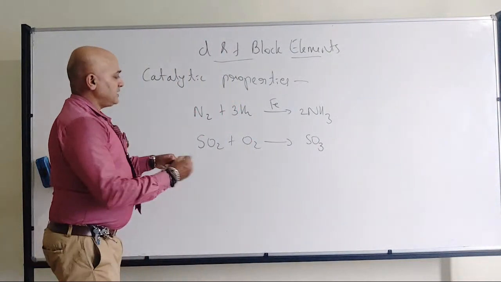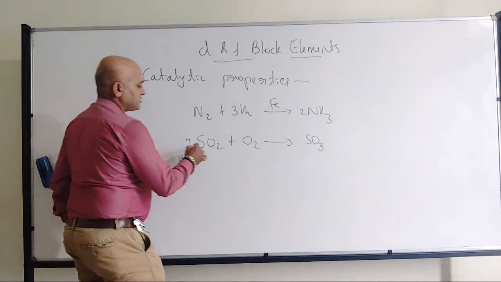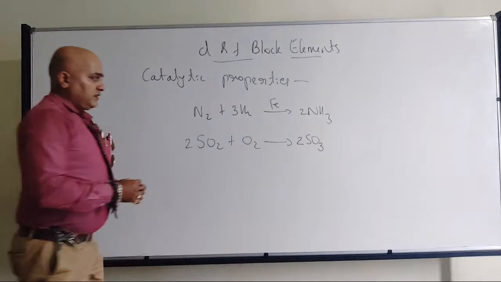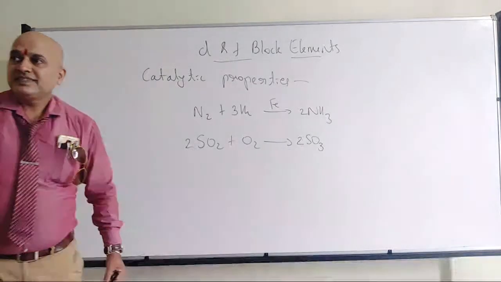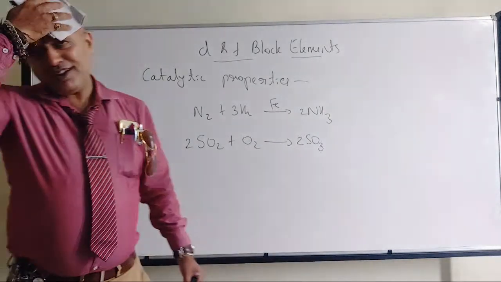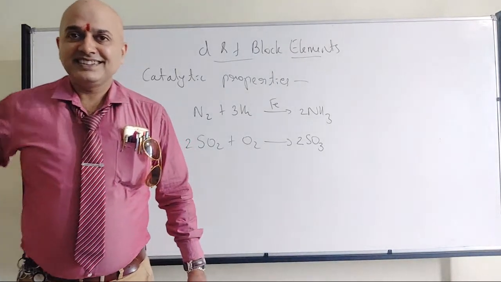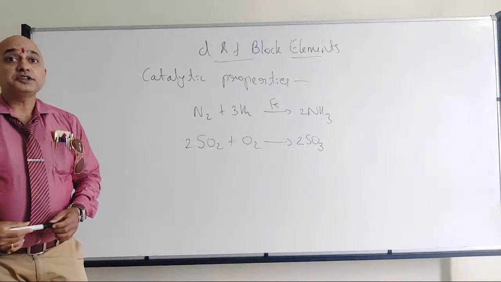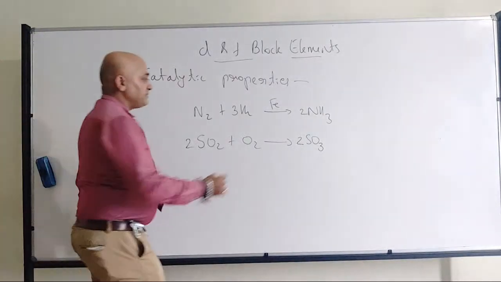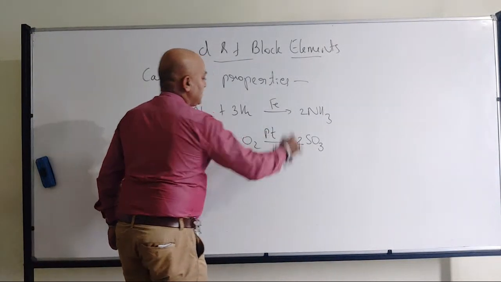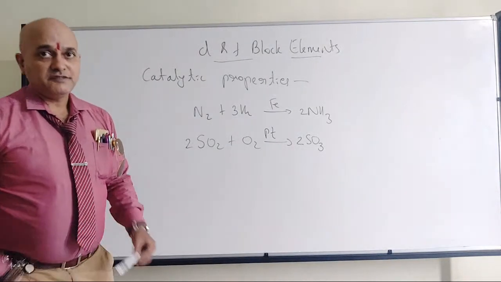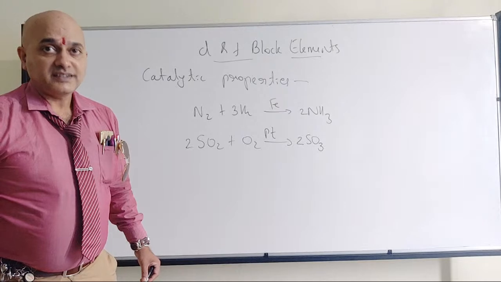In which particular reaction have we discussed this? Where? Wow, p-block elements are completely forgotten. We have discussed this one in the contact process, the preparation of sulfuric acid, right? That's where we have the platinum-based catalyst which will be used, right?